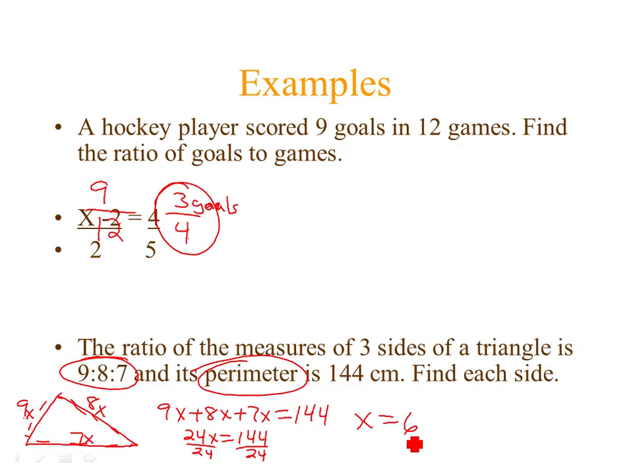So let's do this side first. 9 times 6. What's that give you? 54. So one of the sides is 54. What's 8 times 6? 48. What's 7 times 6? So those are the lengths of the three sides of the triangle. But you gotta remember that. You see this right here? Key thing, you got to know, put an x with each one of those, then set up your equation.